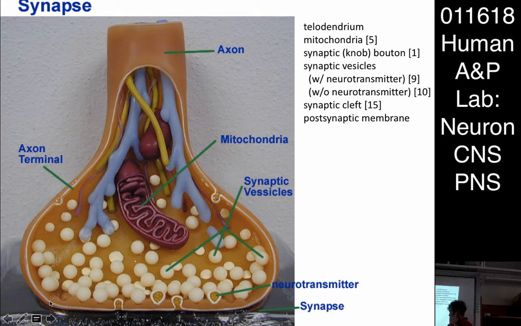And then we see synaptic vesicles. So these little white balls in here are synaptic vesicles that are full of neurotransmitters, represented by the little yellow speckling in there. So that's pretty much what is important in that model.